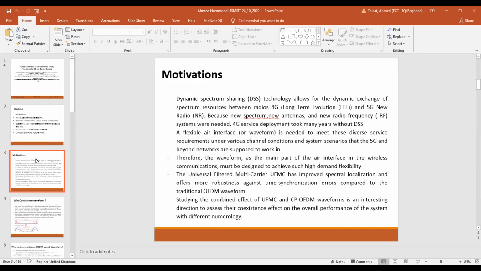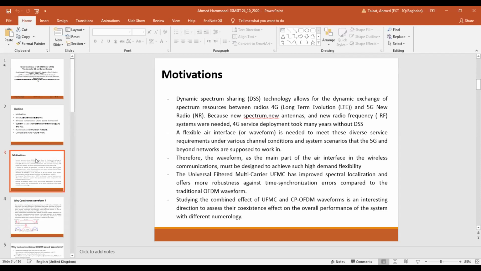Motivation. Nowadays, dynamic spectrum sharing technology allows for dynamic change of the spectrum resources. As you know, today there are so many companies, vendors and operators, that would like to use dynamic spectrum sharing, with 4G and 5G sharing the same band, but this needs good quality and flexible waveforms that cover all the requirements for 5G, as well as achieve the channel performance conditions. Therefore, the waveform, as a main part of the air interface in wireless communication, must be designed to achieve high flexibility.